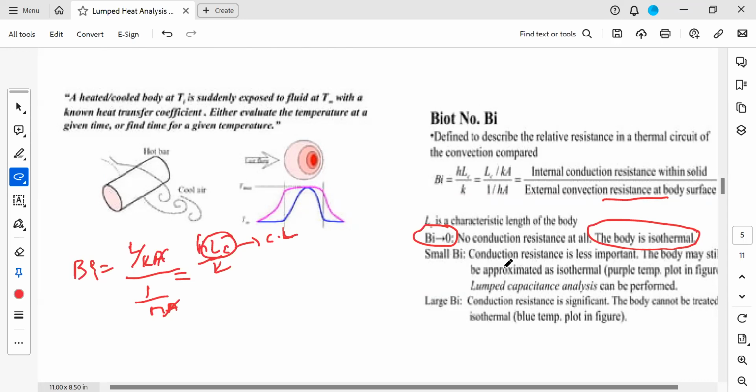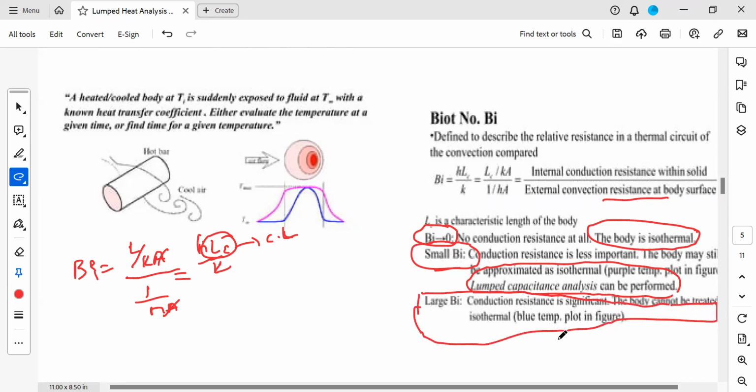Next, only for small values of the Biot number can we apply the lumped capacity analysis. When the Biot number is large, conduction resistance will be significant, and we cannot apply the lumped analysis. Here we use the Heisler chart solution for solving this kind of problem, where a considerable amount of resistance is present.